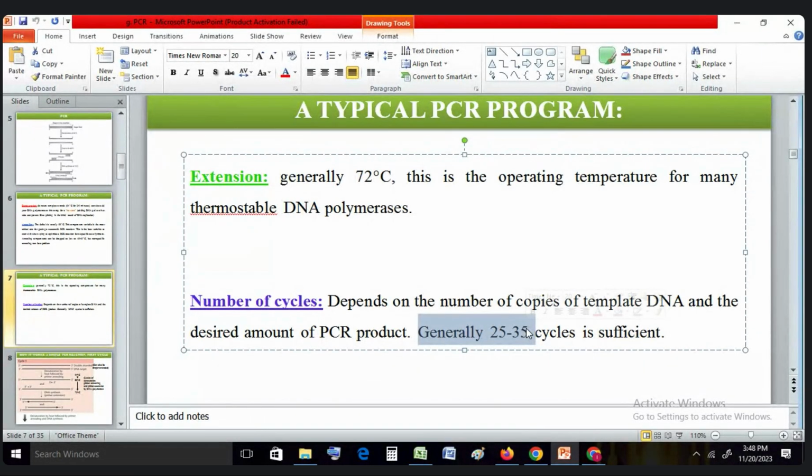So cycle by cycle, you are going to get the amplification of your product. In each and every cycle, the product size is increasing exponentially. Any question up to here?